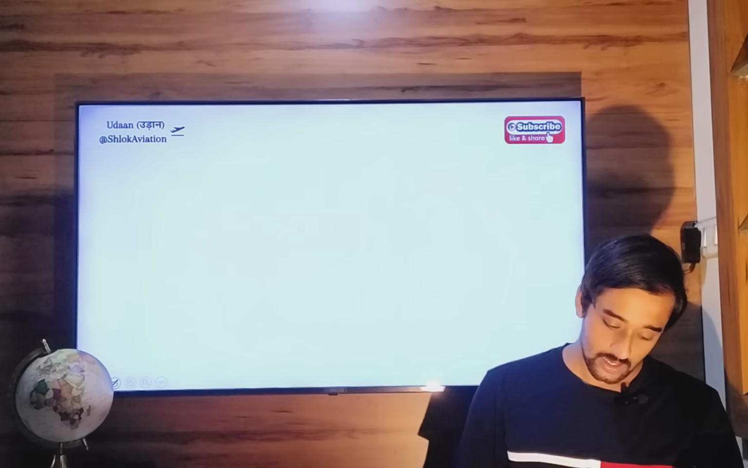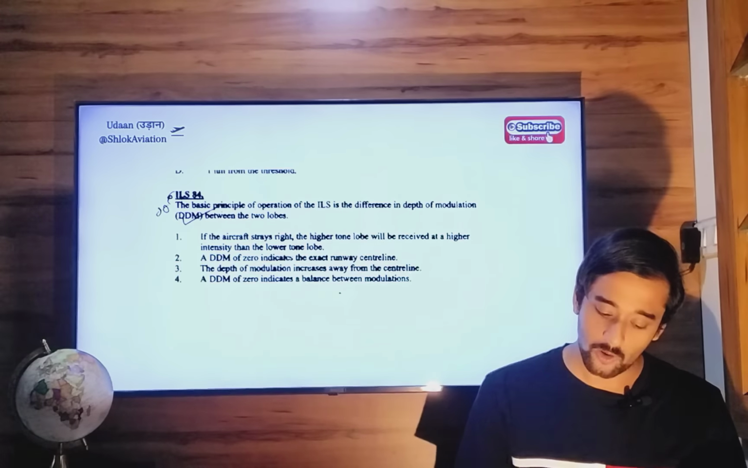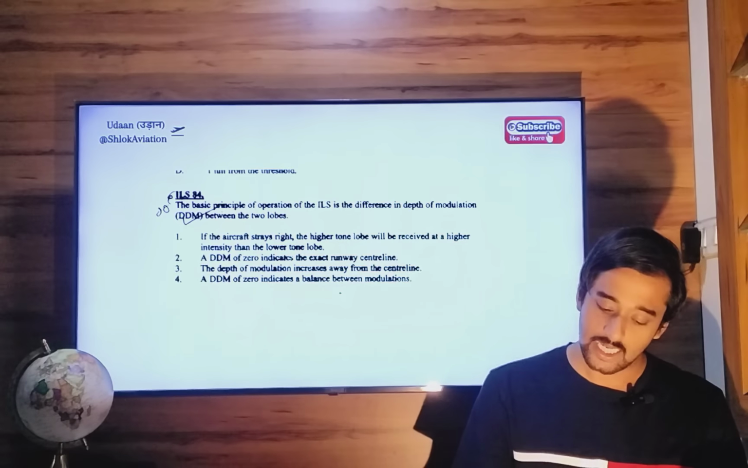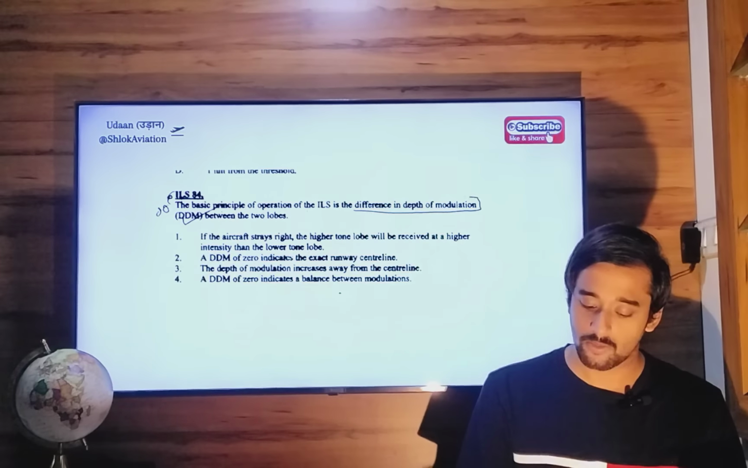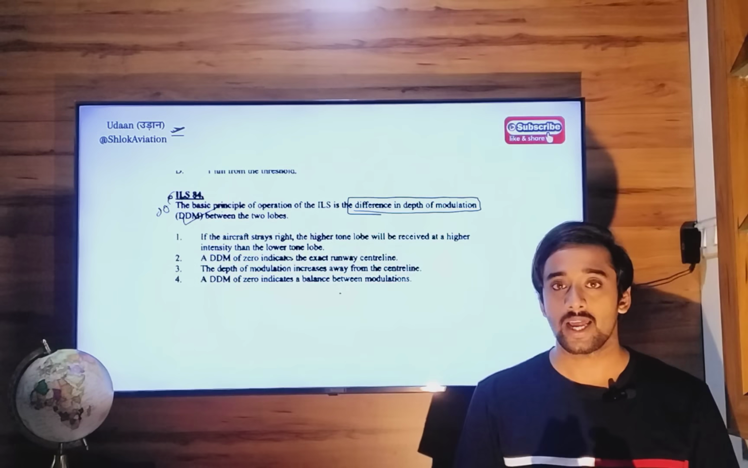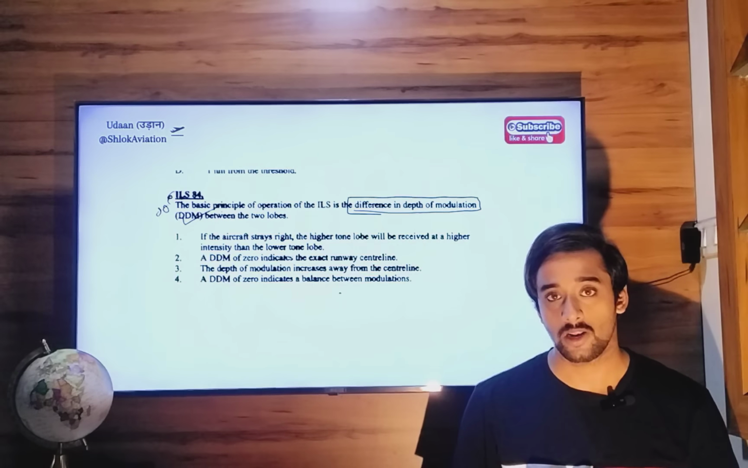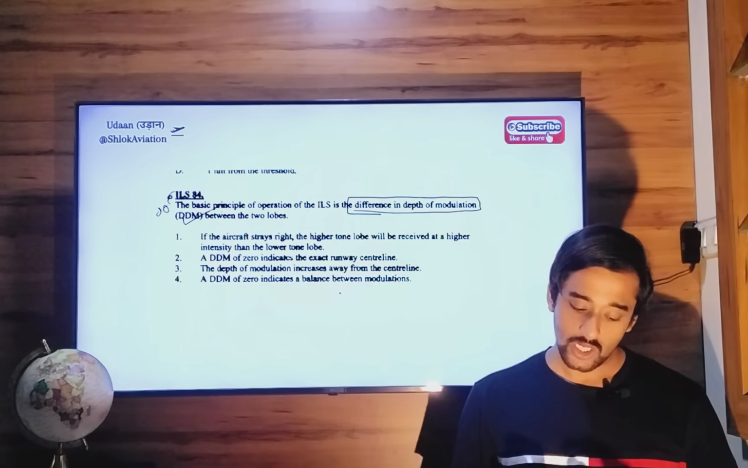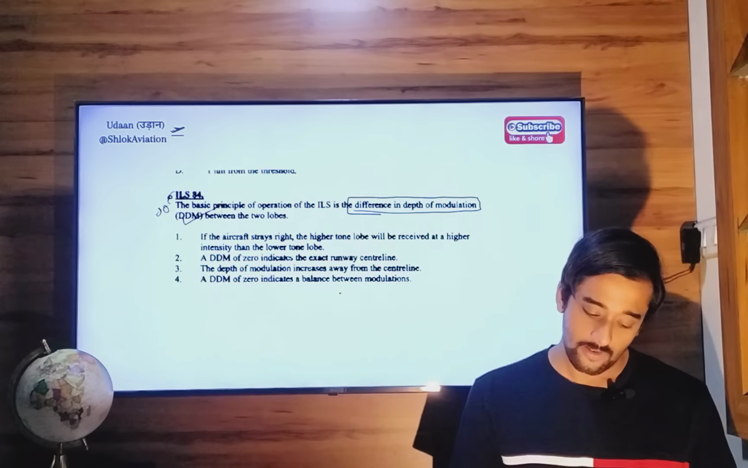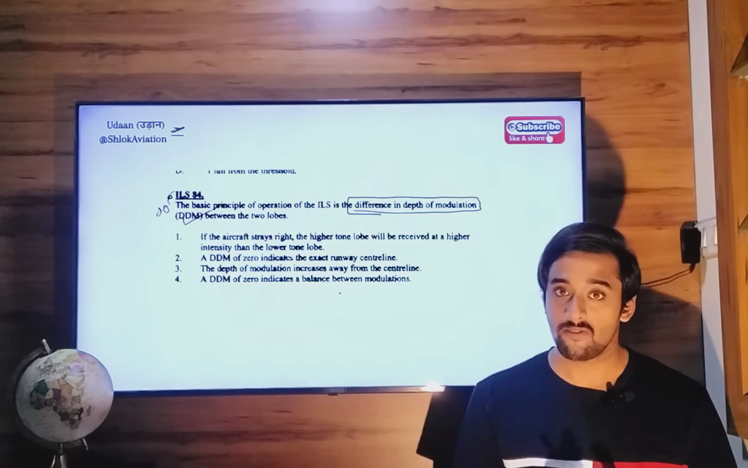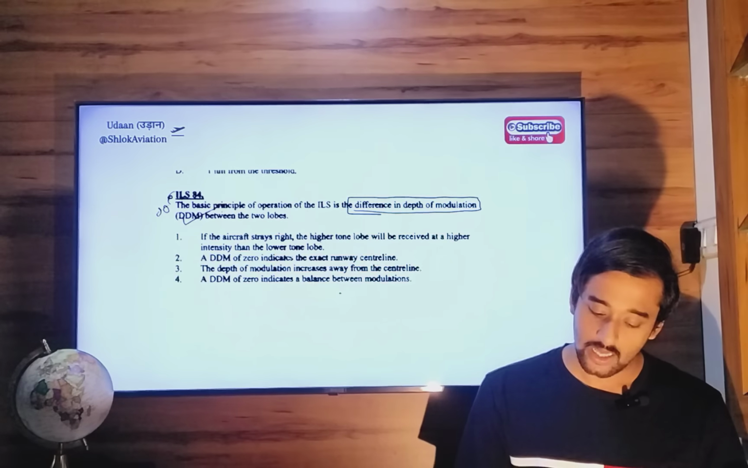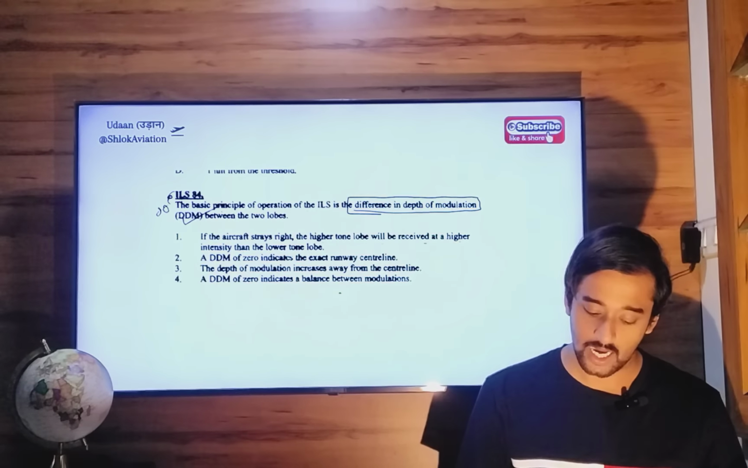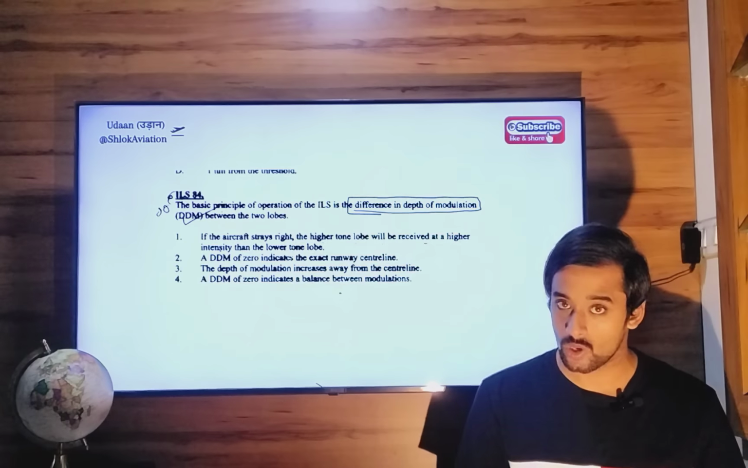Next, the basic principle of operation of the ILS is the difference in depth modulation. So the principle of operation of ILS is called difference in depth modulation. For VOR, it is phase comparison between the two lobes. Now, if the aircraft strays, that means deviates to the right-hand side, the higher tone lobe will be received at a higher intensity than the lower tone lobe.